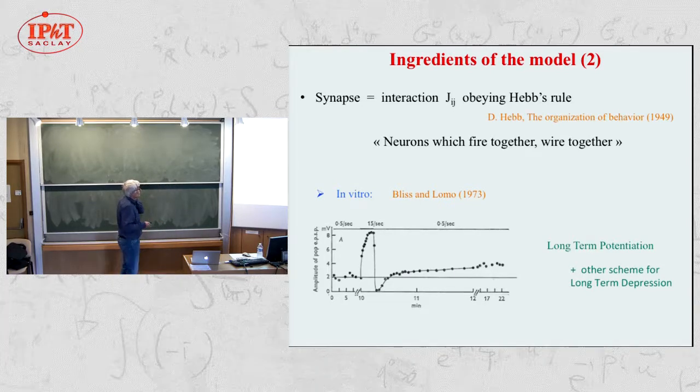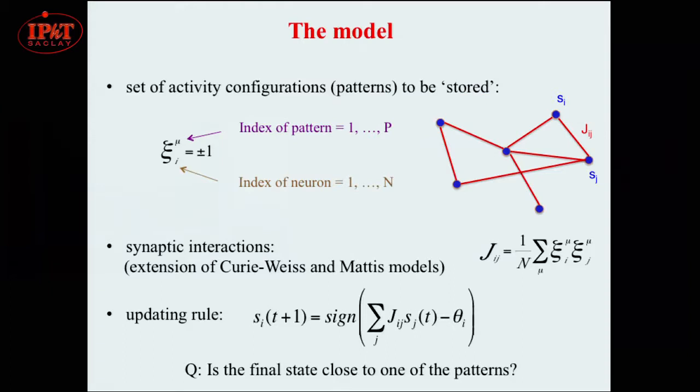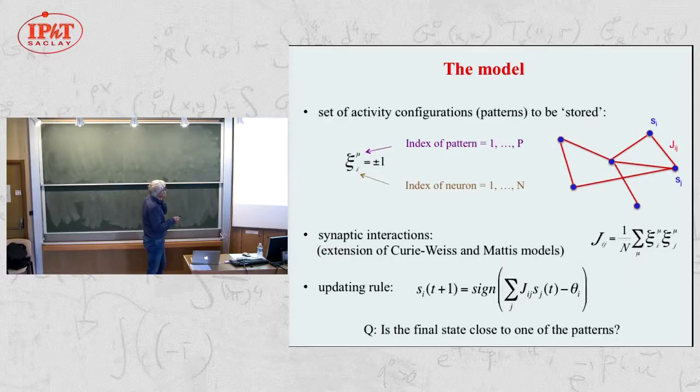Okay, so how does that work? Now this is the complete model. Suppose you want to memorize a certain set of configurations. So the psi mu will be these configurations which you want to memorize. I is the index of the neurons, which runs from 1 to N. Mu is the index of the pattern, the specific configuration you want to memorize. It runs from 1 to P, and they will be plus or minus 1. So plus 1 is the neuron is active, minus 1 is silent.